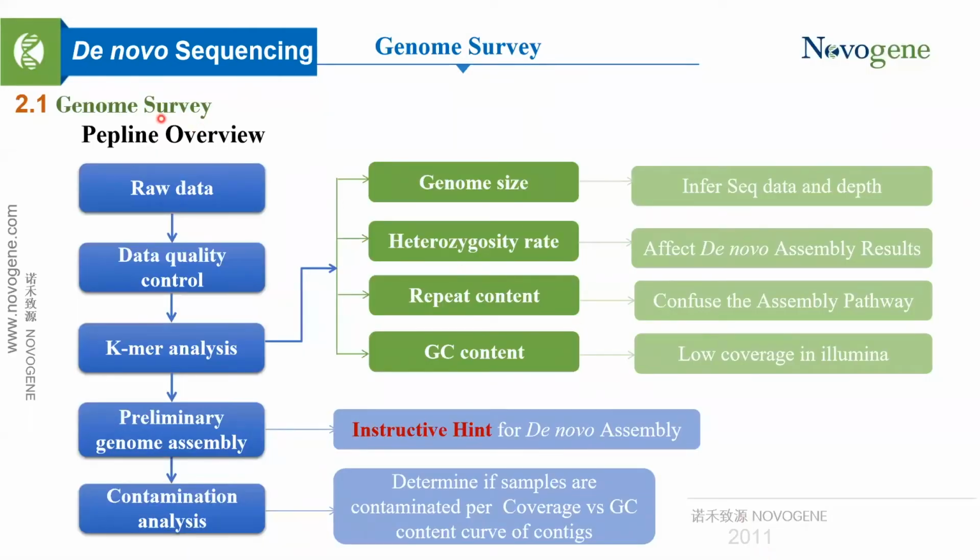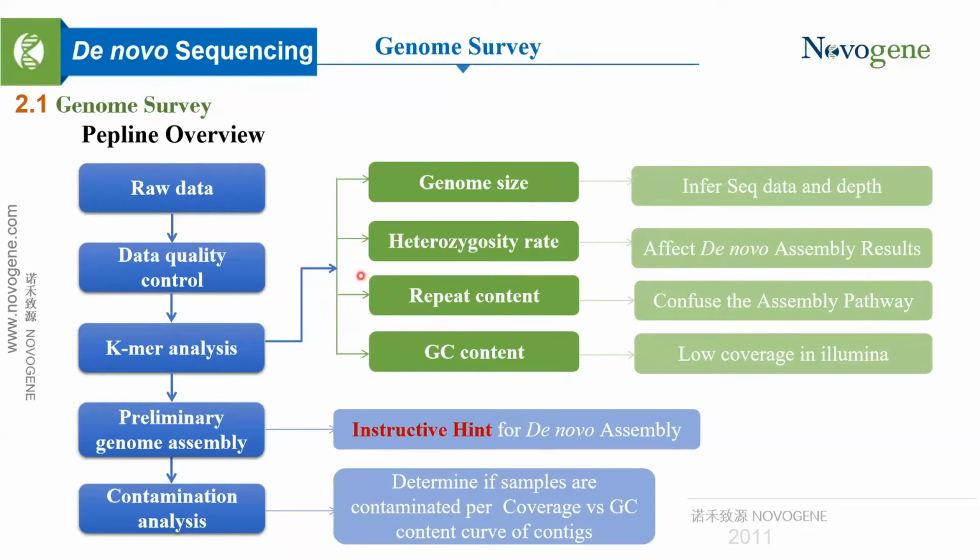And this is an overview pipeline of the genome survey. After the data quality controls, the k-mer analysis will be performed to determine the genome size, which can be used to infer the sequence data and depth, and the heterozygosity rate, which could affect the de novo assembly results. Per our previous experience, a higher heterozygosity rate can compromise the de novo assembly results and the contig constructions.